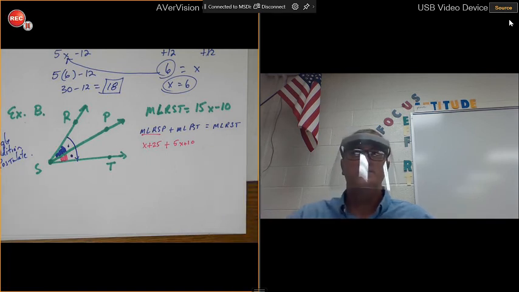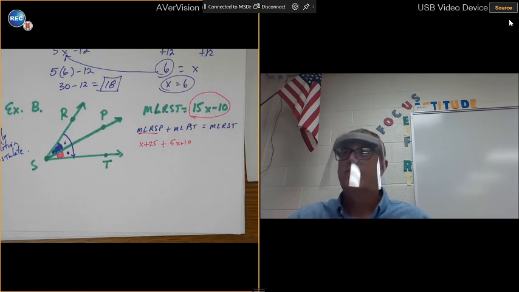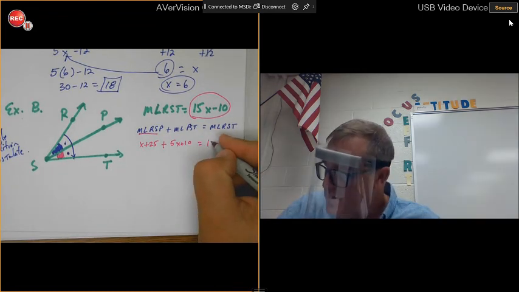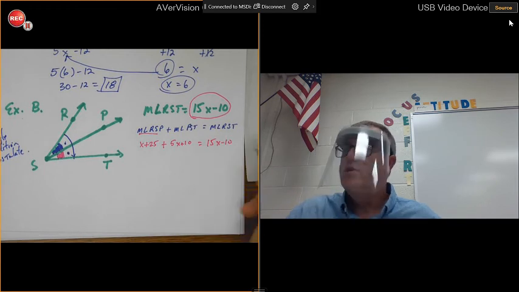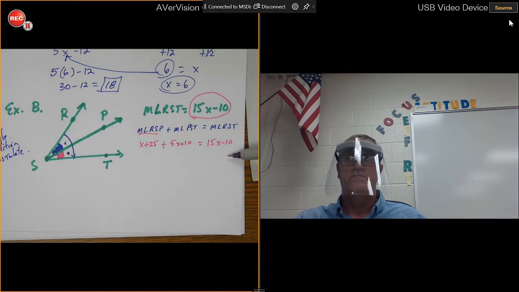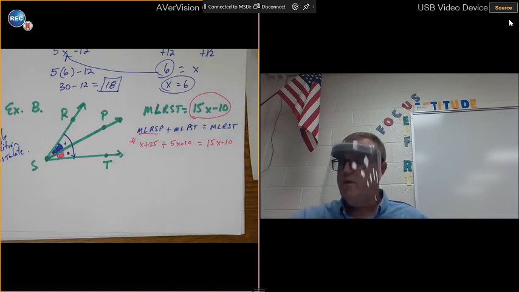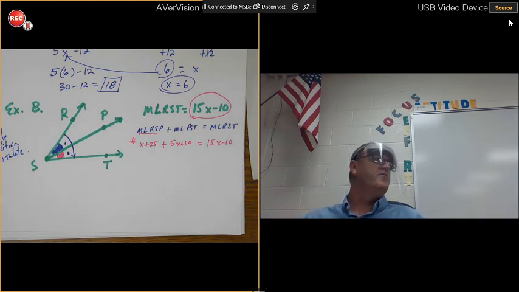All right, and then what did they say the measure of angle RST equals? 15x minus 10. What I wrote down at the beginning. So equals 15x minus 10. Notice how we go from letters in an equation to numbers. That makes sense, Elise? Lily? Hope? Good? Okay, so now we're back to this. Very similar to what we had up here, where we have to solve for x.